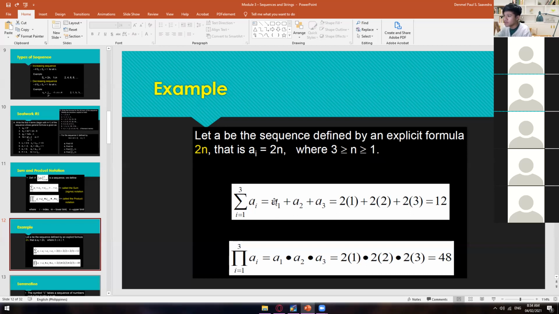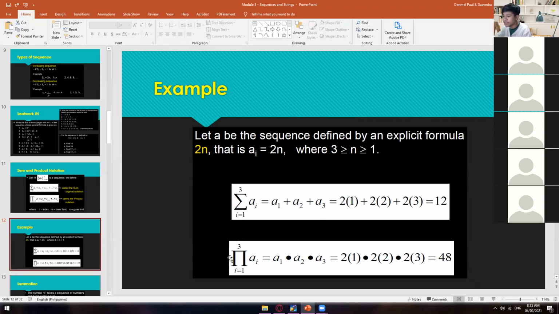And then what is this A1? A1 is 2 times n. So this A is the formula wherein it's 2 times n. So 2 times 1 plus 2 times 2, which is A sub 2 now. And then the next one is plus 2 times 3, which is the A sub 3. So just add all of those, then you will get 12. So this is the summation total of this given formula, which is 12.